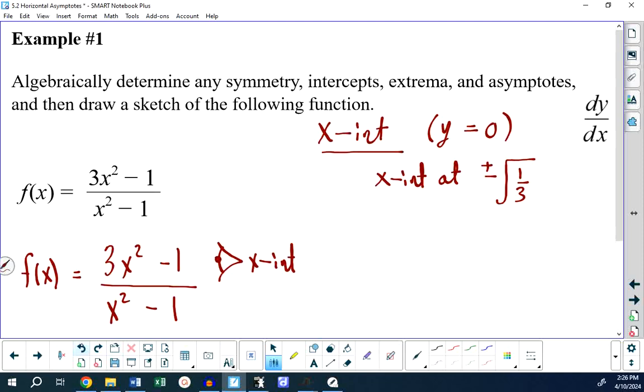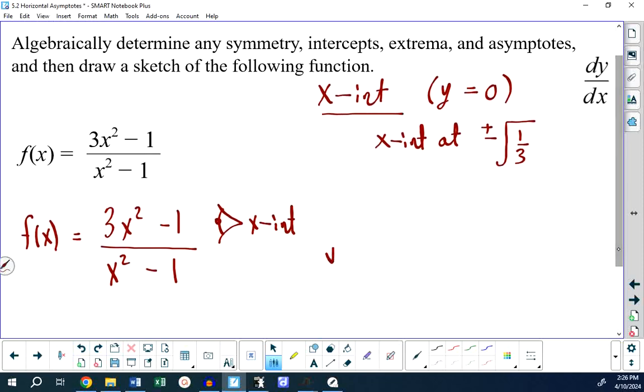What about the y-intercept? Well, the y-intercept is where x equals 0. But that's just a matter of putting 0 in for x. And I feel, though, at this level, I shouldn't have to write out 3 times 0 squared minus 1 over 0 squared minus 1. You're going to get negative 1 on the top over negative 1 on the bottom. You're going to get a y-intercept at 1.